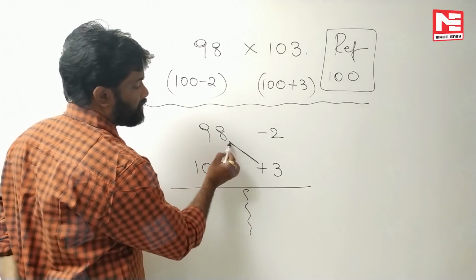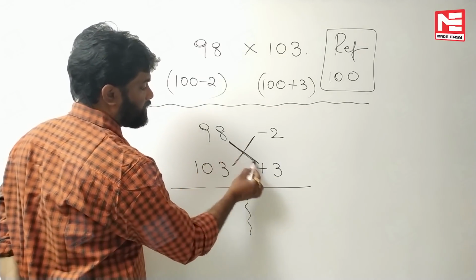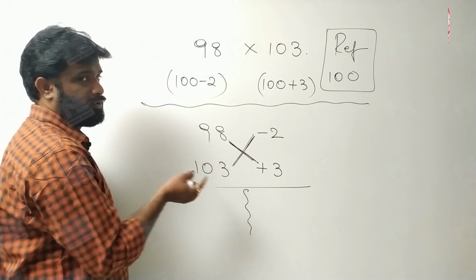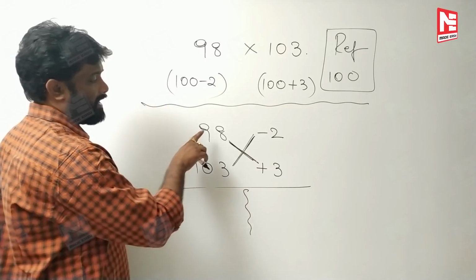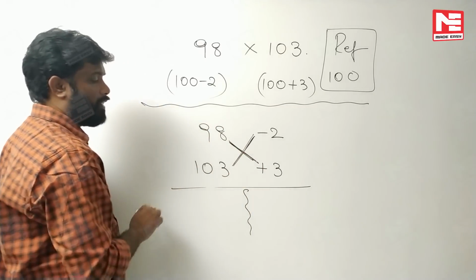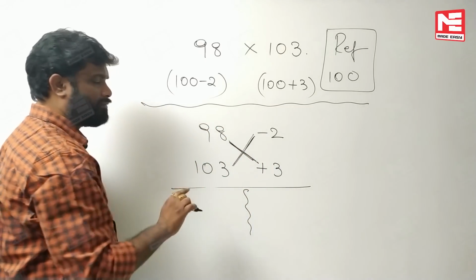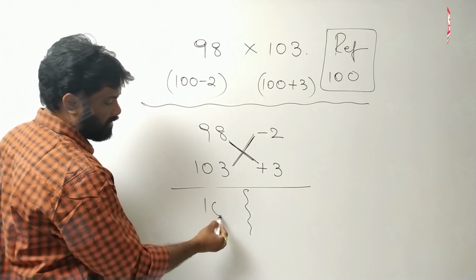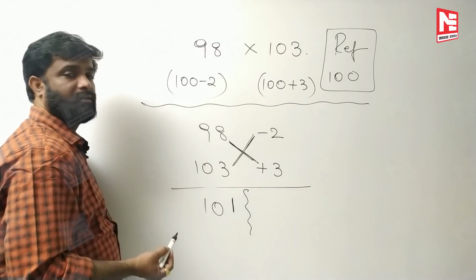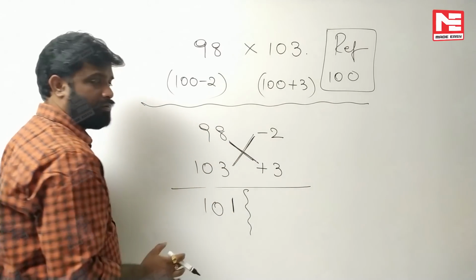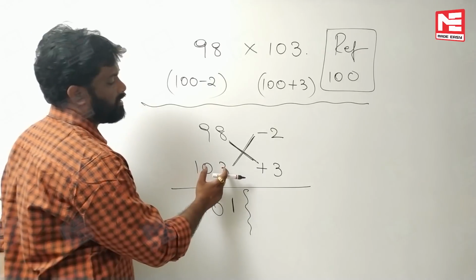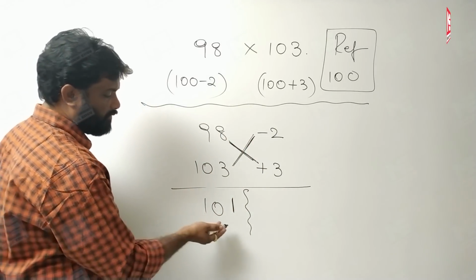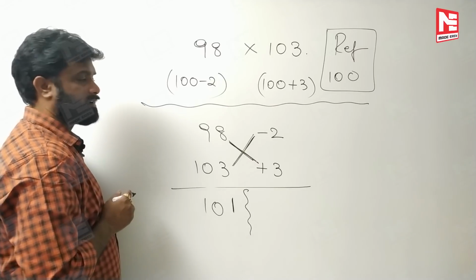Friends, we know we have to do cross execution. Cross execution, 98, there is a beauty in this cross execution. 98 plus 3 you do, or 103 minus 2 you do. Only one number you will get, that is nothing but 101. That 101 we have to write here. Anyway, you will get the same number, that is 101, which you have to write in the left side part.